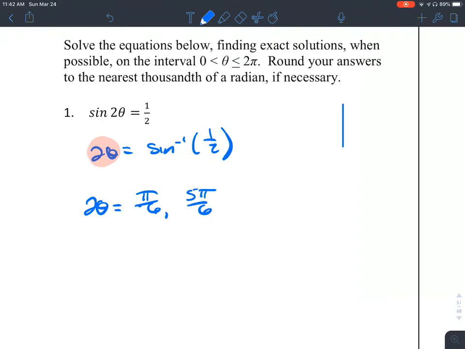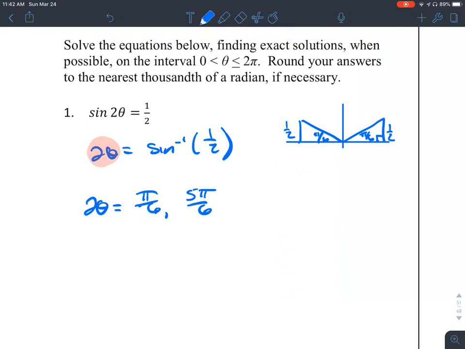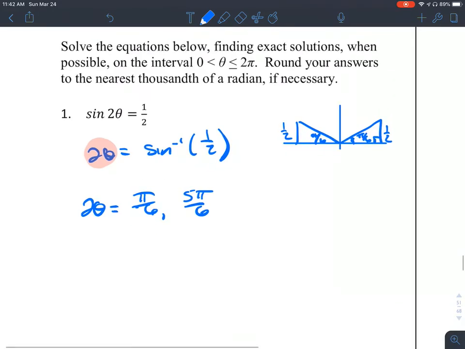How do we know that once again? Just a quick review. If sine of 2 theta is 1/2, that means y has to be positive. That's in quadrants 1 and 2. And we know this reference angle is pi over 6. So one of the angles is pi over 6. The other angle is going to be 5 pi over 6. That's how we get those 2 answers.